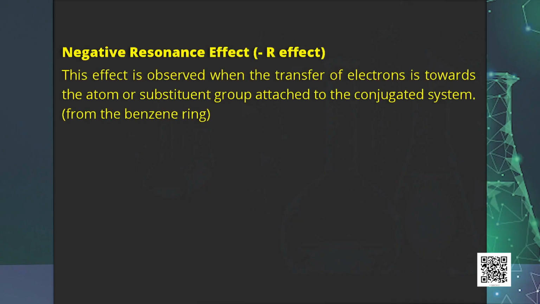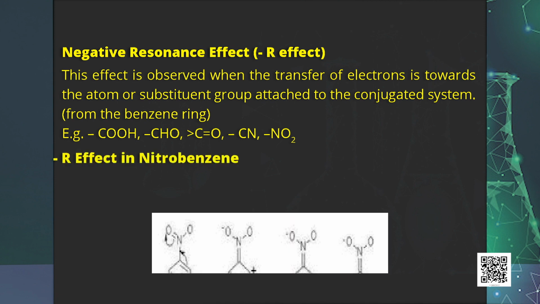Now, next is negative resonance effect. This effect is observed when the transfer of electrons is towards the atom or substituent group attached to the conjugated system, that is away from the benzene ring. Substituents having negative resonance effect are nitro group, cyano group, carboxyl functional group and carbonyl group. This effect is observed in compounds like nitrobenzene, benzaldehyde, benzoic acid, etc.